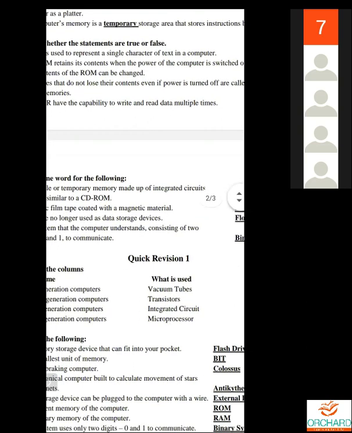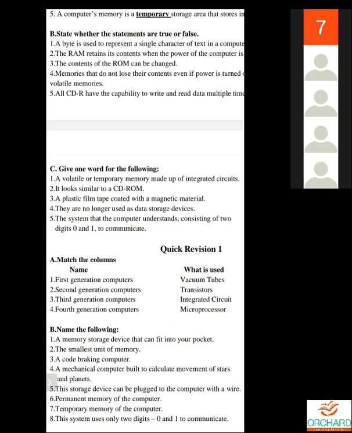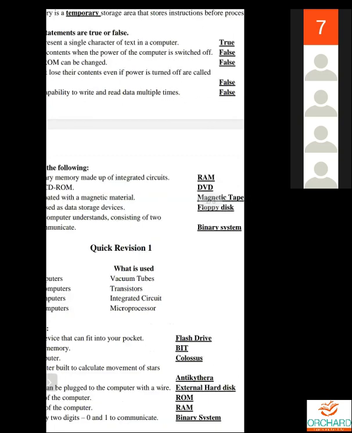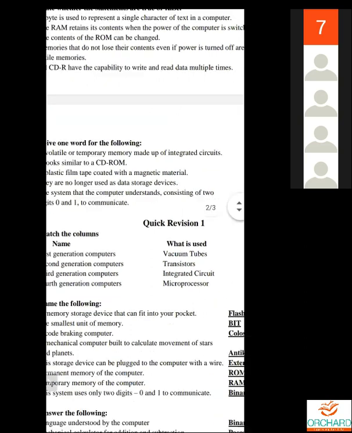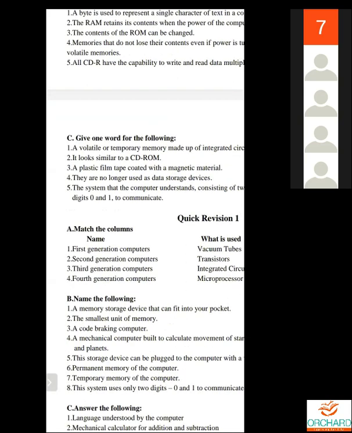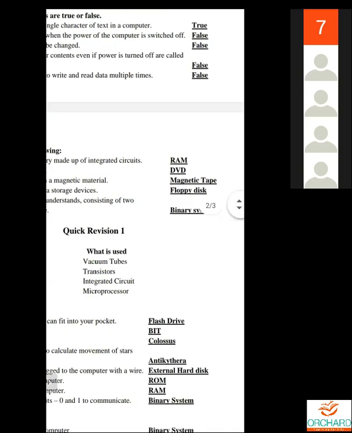Second one, it looks similar to a CD-ROM. Which is similar to a CD-ROM? DVD. DVD stands for digital versatile disk. It is very similar to a CD-ROM. Third one, a plastic film tape coated with a magnetic material is magnetic tape. It is very cheap and it can store large volume of data, magnetic tapes.